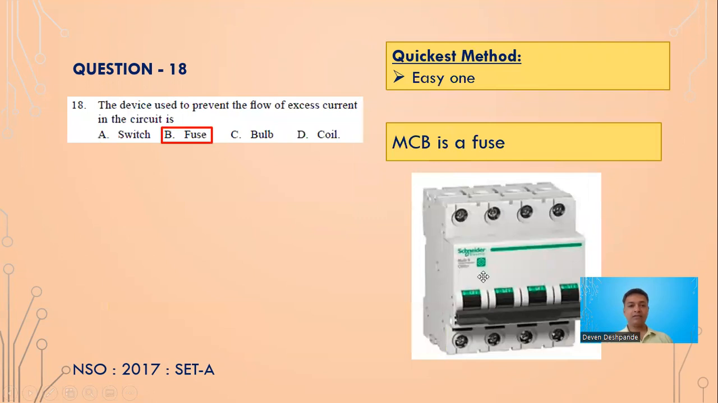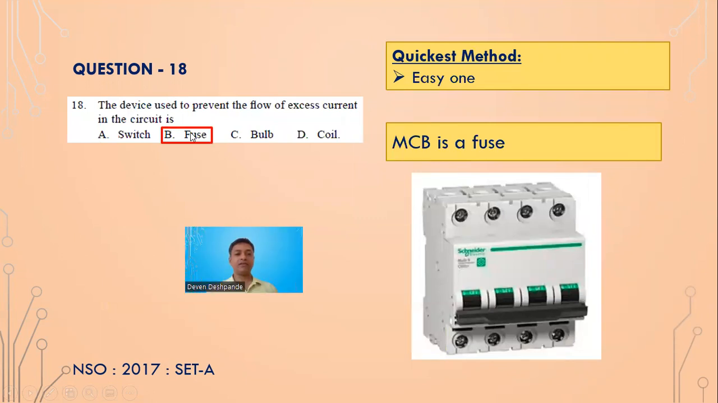The device used to prevent the flow of excess current in a circuit is a fuse, isn't it? It's a fuse. So normally in your home you will see fuse boxes or MCB box. It's a circuit breaker, magnetic circuit breaker. It is a magnetic thing. So as soon as the current increases, the magnet pulls the switch down. When it pulls the switch down, it will disconnect the circuit.